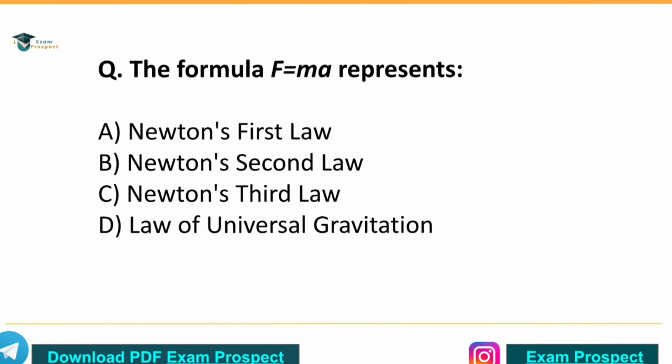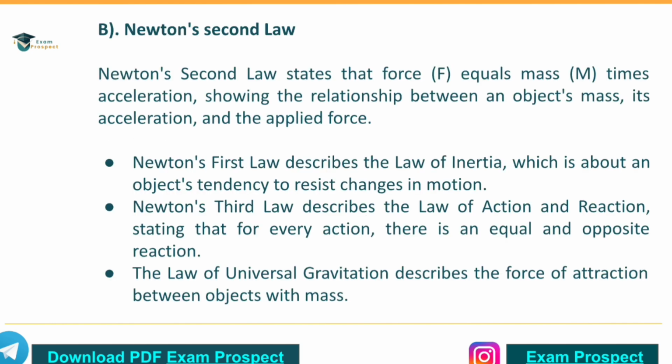The formula F equals ma represents, the correct answer is option P, Newton's second law. Newton's second law states that force, F, equals mass, m, times acceleration, showing the relationship between an object's mass, its acceleration, and the applied force.